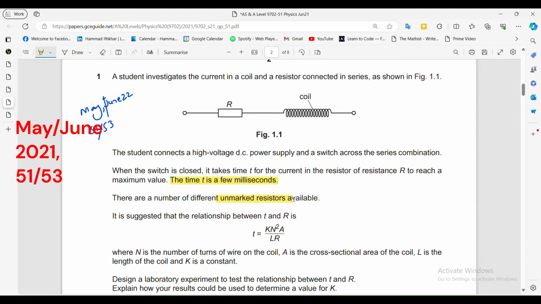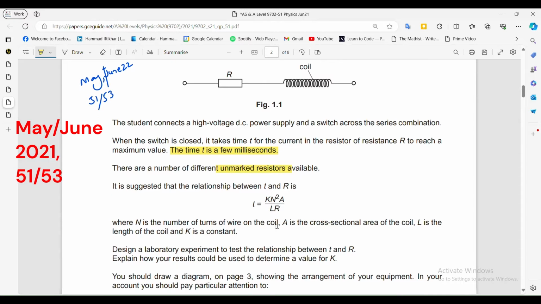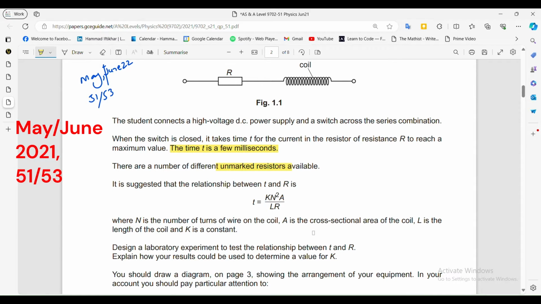It is suggested that the relationship between t and R, time to reach the maximum current and the resistance R, is t = kN²A/(LR), where N is the number of turns of wire on the coil, and A is the cross-sectional area of the coil, and L is the length of the coil and k is a constant. So design a laboratory experiment to test the relationship between t and R. Explain how your results could be used to determine a value for k.